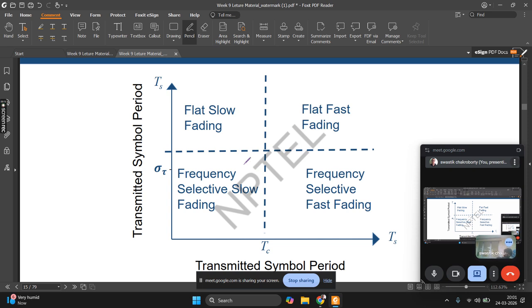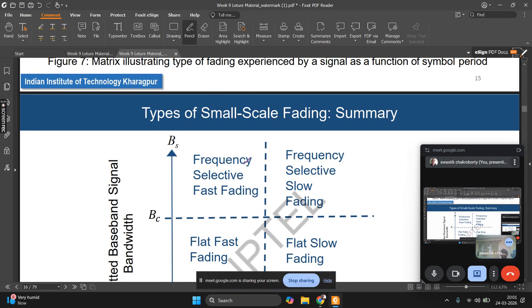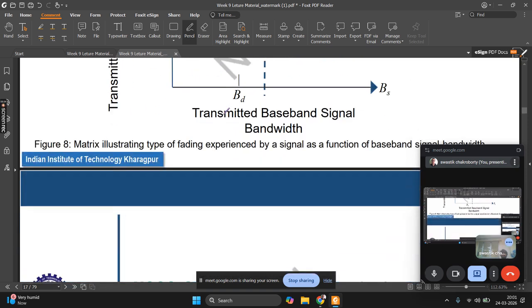So together, if your delay spread is low, you will get flat fading. If your delay spread is large, you will get frequency selective fading. Anyway, this is really in terms of frequency, the same thing about the frequencies.